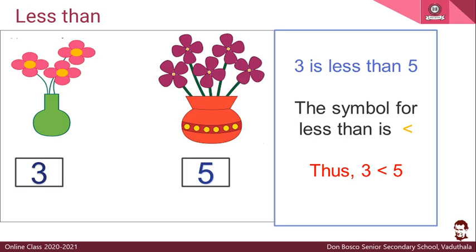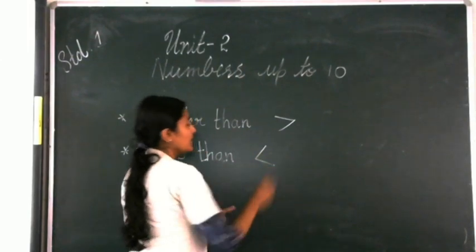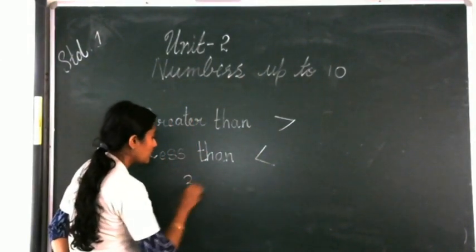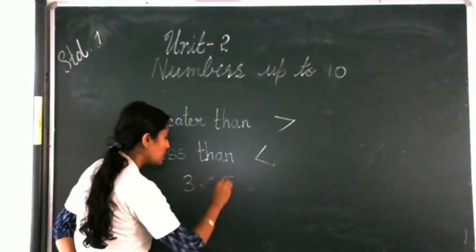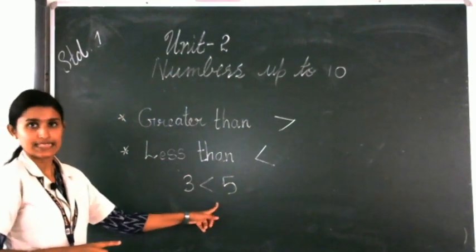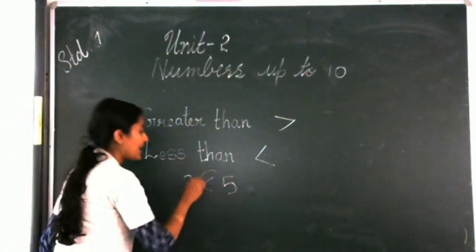Do you know? I told you, no? The crocodile wants to eat the more. So the symbol of less than is this. So which is the biggest number here, 3 or 5? The crocodile wants to eat the bigger one. So we say that 3 is less than 5. This is the symbol of less than.